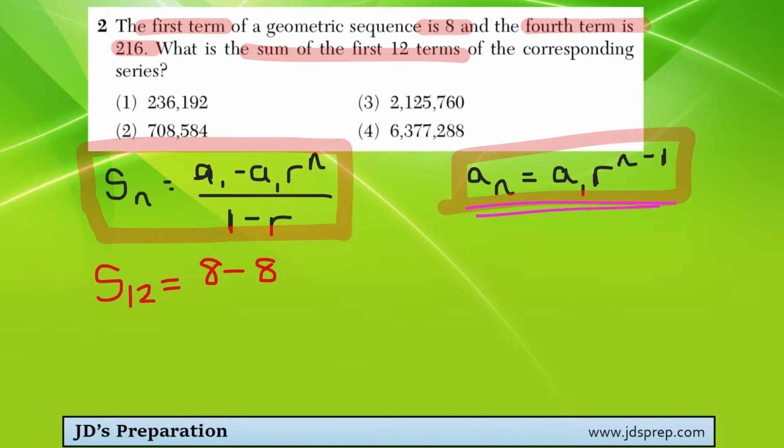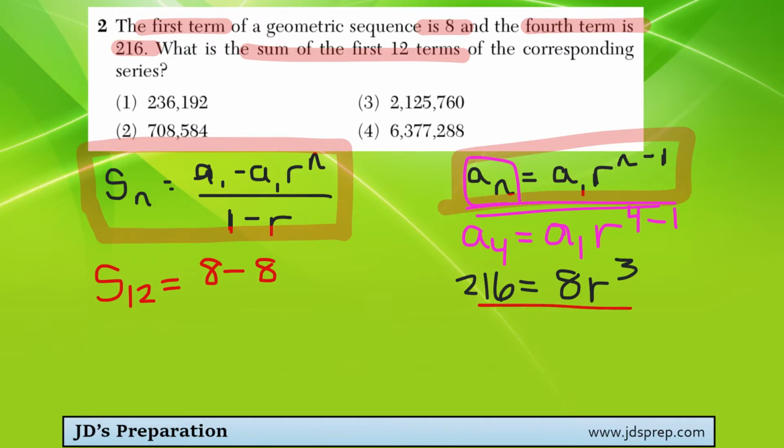So what I'm going to do is set a sub n as our fourth term since we know what it is. So a of 4 is going to equal a1 multiplied by r to the power of n minus 1. And again, our n value here is 4. Okay, so let's work this out. We know our fourth term actually is 216. Our first term is 8. And what we're looking for is our common ratio there. And it's going to be to the power of 3. It's 4 minus 1.